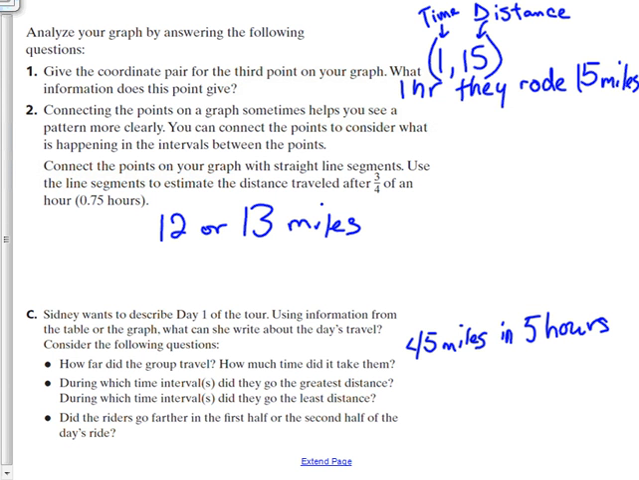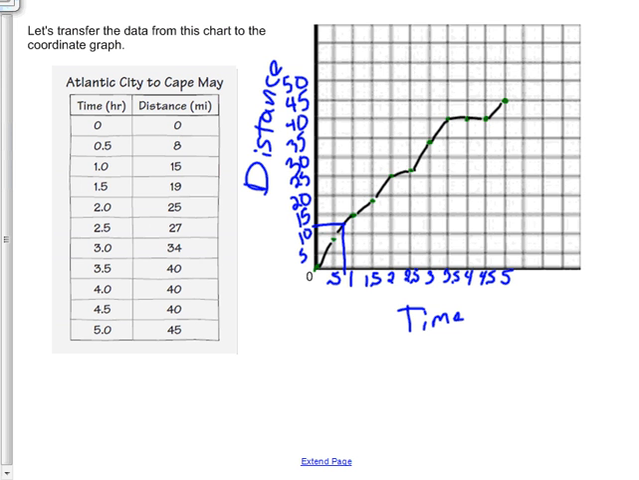And during which time intervals did they go the greatest distance? And which time intervals did they go the least distance? All right, so we're looking for the lines that jump the greatest or are inclined the most. Otherwise, we can come over here and we can actually find out the difference between each one. I'm going to do both. I'm going to guess which one looks the sharpest degree or has the most incline here. And then I'm going to actually figure out the correct answer over here.